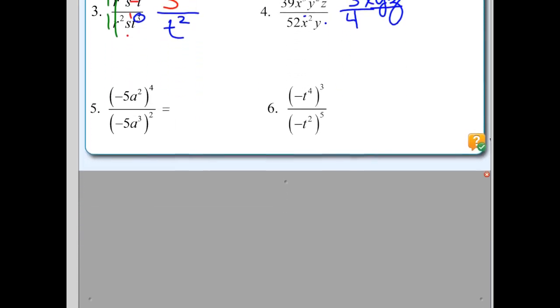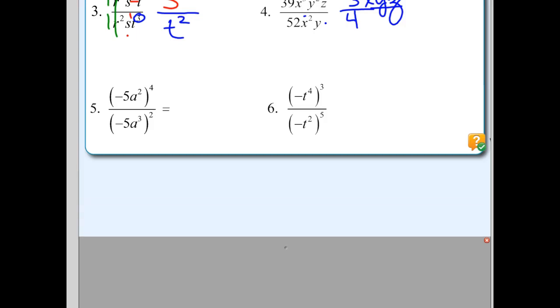If you look at these guys, we've got power to a power. So some of our properties of exponents that we learned back in Chapter 4 are still in play. So the first thing we need to do is take care of that power to a power. So I've got that 4 on the outside is going to be distributed to everybody on the inside. And if you notice when I do that, let me go ahead and just erase all of that. We're going to get negative 5 to the 4th, and then we're going to get a to the 8th. Remember, I'm going to multiply exponents.